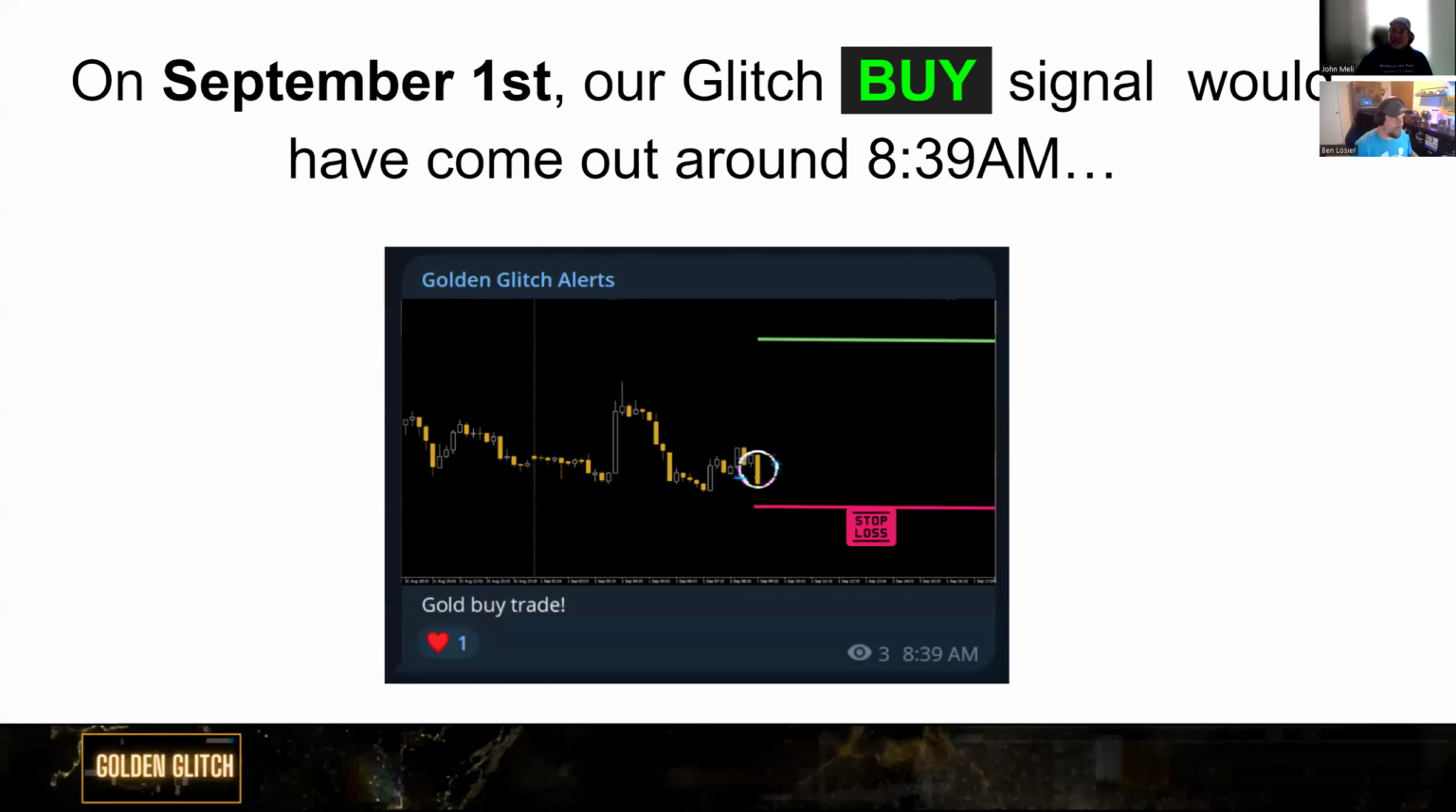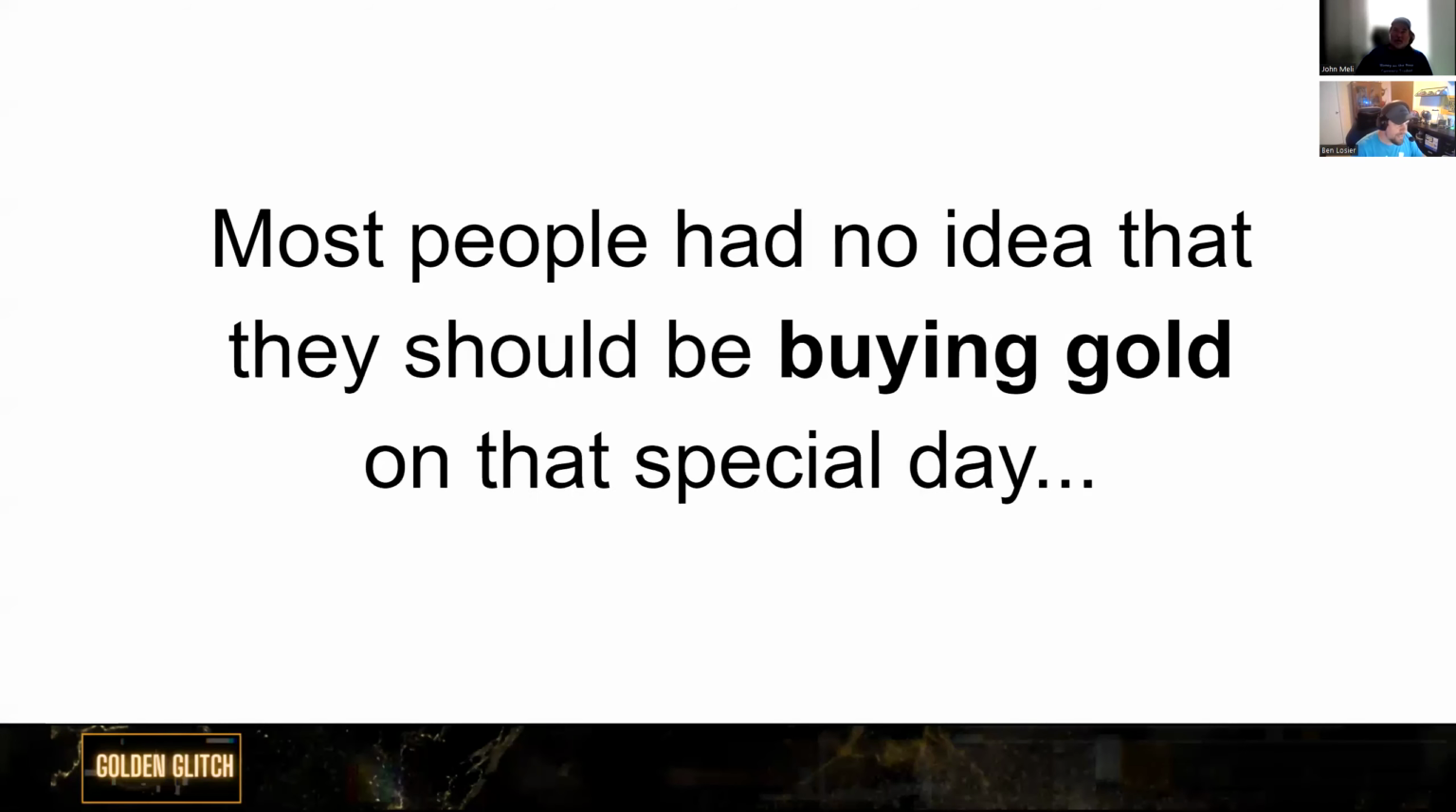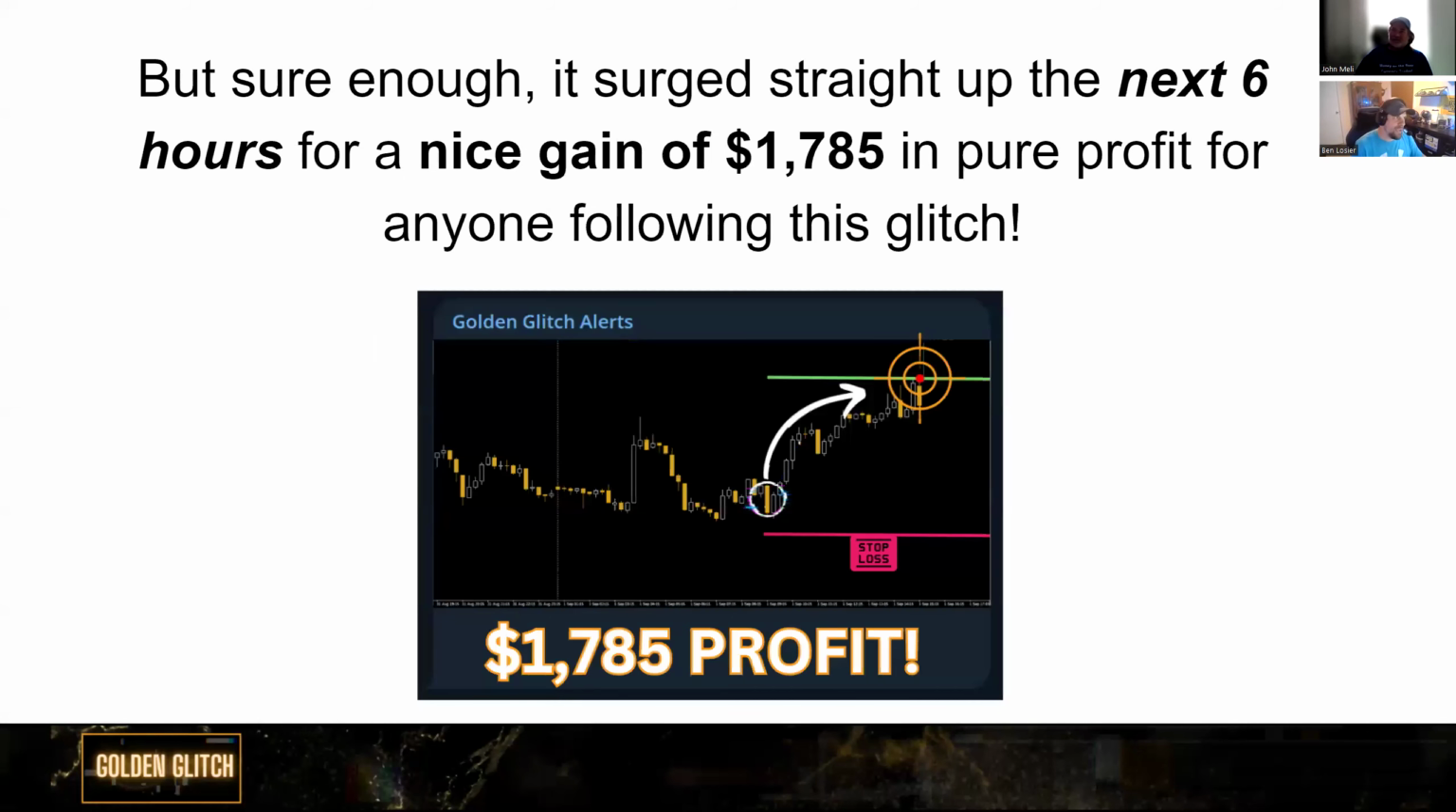On September 1st, check this out, our golden glitch pattern signaled a buy at around 8:39 a.m. So there's the alert. Boom. Gold buy trade. Someone hearted it. Somebody was pumped up about this. Most people had no idea that they should be buying gold on that special day, but not John. Sure enough, it surged straight up over the next 6 hours for a nice gain of $1,785 in pure profit for anyone following this glitch. Really nice trade.